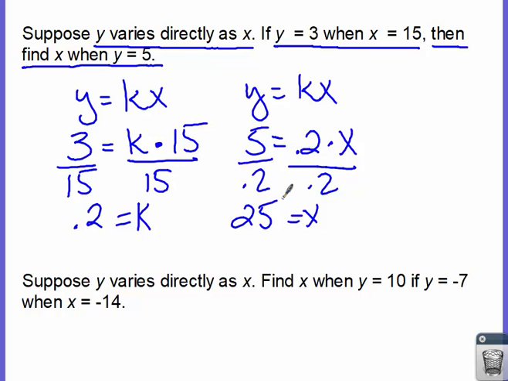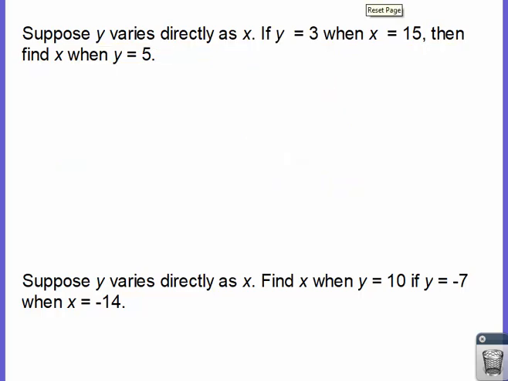Now this way I told you is the hard way. Okay, so let's see if we can now look at it the easy way. So again, we've got suppose y varies directly as x. So there, that tells me that I'm using direct variation. And I know for constant of proportionality or constant of variation, I have to have y over x, because I know that's what k is equal to. K is equal to y over x.